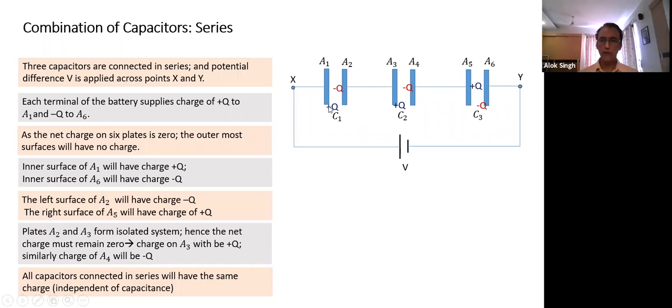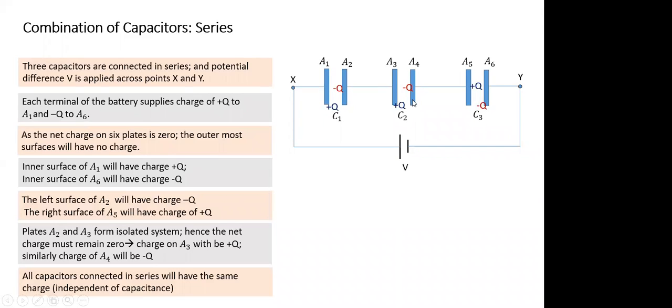But first of all, the charges cannot remain on the outer surface, because if I take the whole system together, the net charge is 0. Outermost surfaces will have 0 charge. This charge is on the inner surface. The moment this has a plus Q charge, the other one has to have minus Q. The moment this plate has a minus Q, that plate has to have plus Q, and the plus Q charge will be on the facing surfaces.